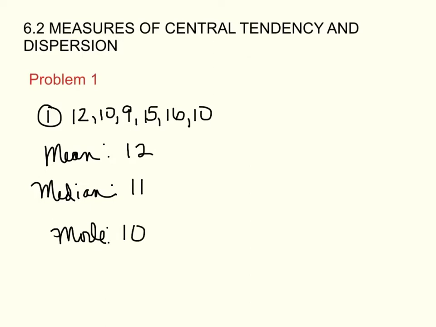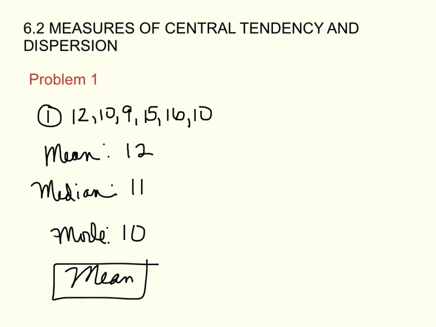Now, do you have an outlier? Is there a number that's greater than or less than this group of numbers? No. So you could say the mean would probably be the best measure to describe this set of data. So mean would be the best way.